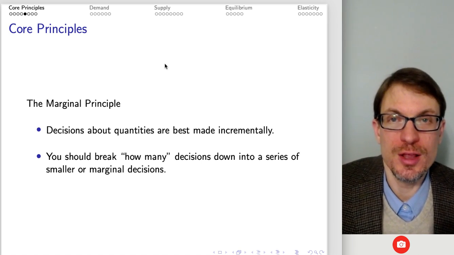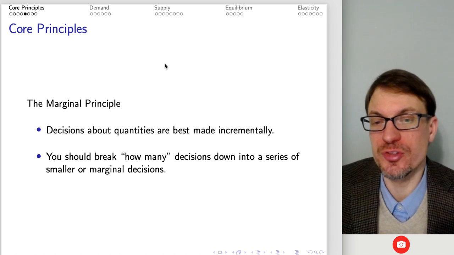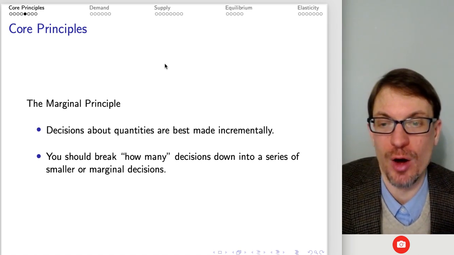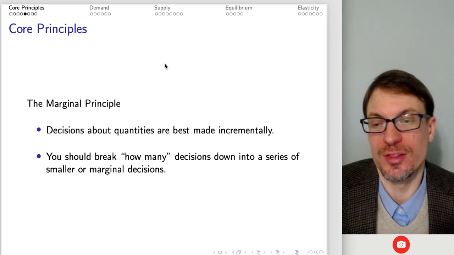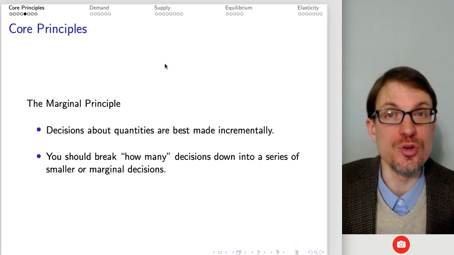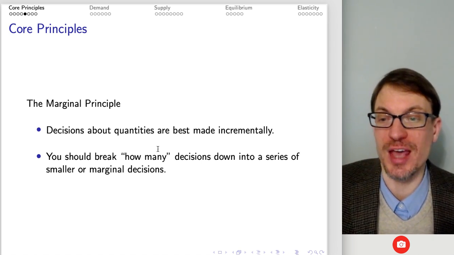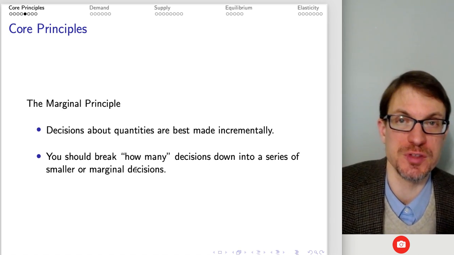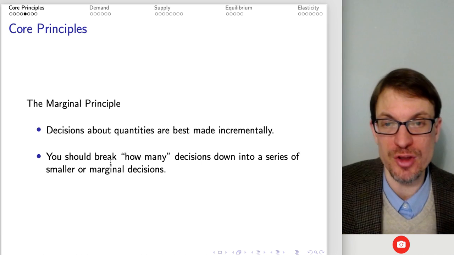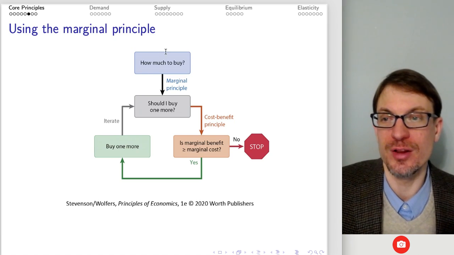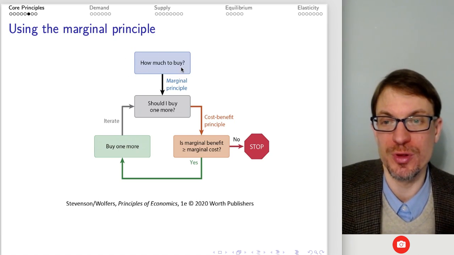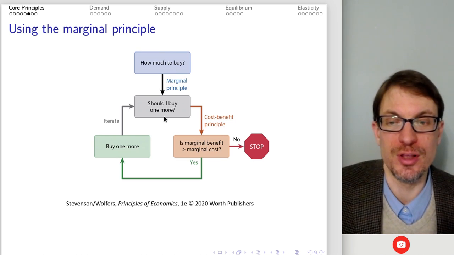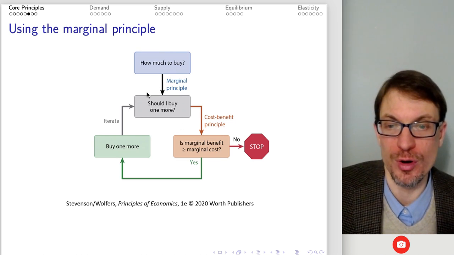All right, so the marginal principle. The marginal principle is where we're incrementalizing decisions. So we're breaking down a decision into the choice of, well, ought you pursue one more, right? So the idea is you're literally breaking down how many into a series of smaller decisions, and you keep asking the question, do I do one more? So for instance, using the marginal principle, you might consider how much to buy. So you'd break this down into the choice of, ought I buy one more?